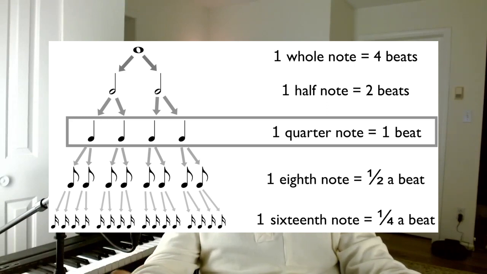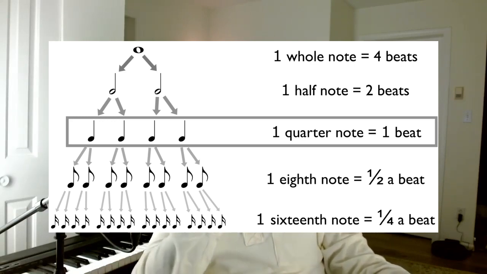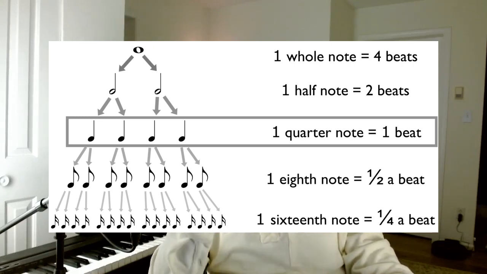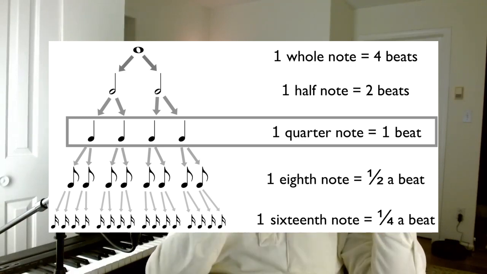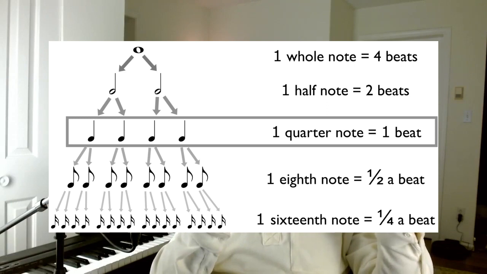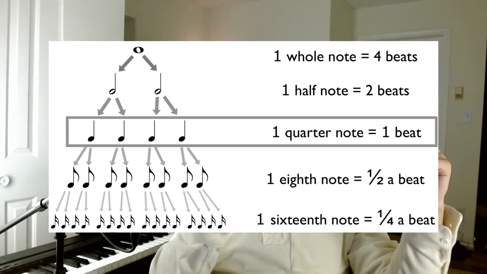And the more flags or beams you add to the stems, the shorter the duration of the notes is going to be. So basically, for every single flag or beam you add to the notes, that's going to cut the time value in half. For example, if you add one flag to the quarter note, it's going to be an eighth. Then add another one, it's going to be a 16th.